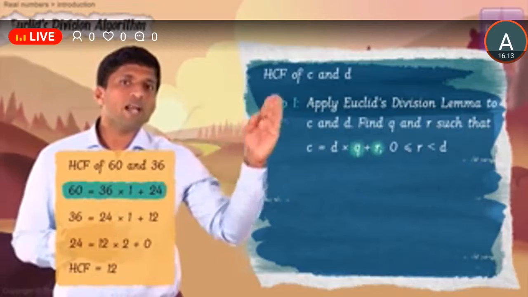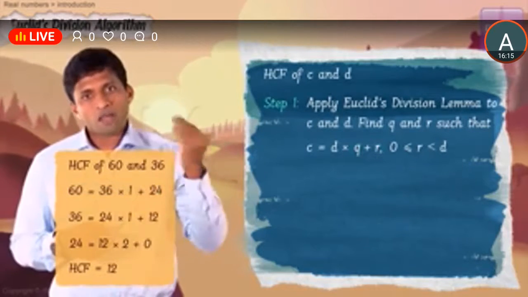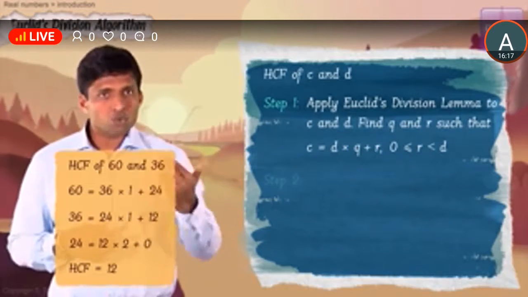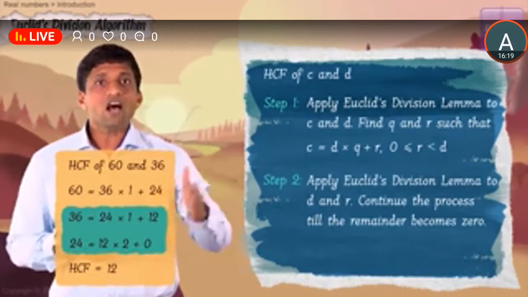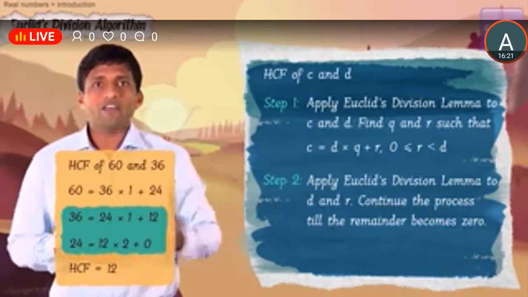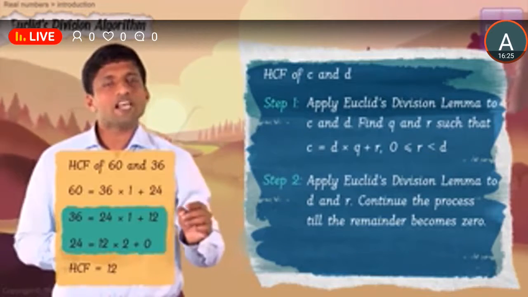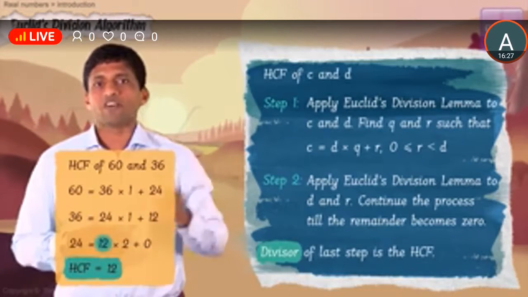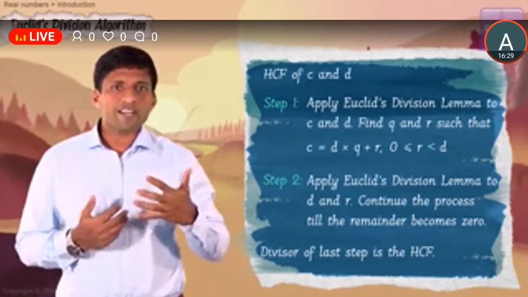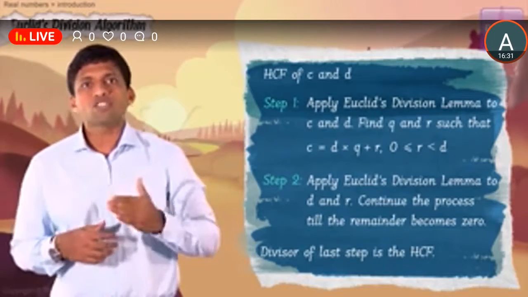So you are getting Q and R. Now continue the process. You need to continue this process till R becomes 0, and when R becomes 0, in that step, whatever be the divisor, that will become the HCF. This is how you can state Euclid's division algorithm using variables.